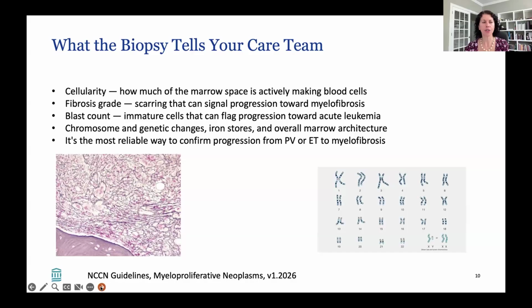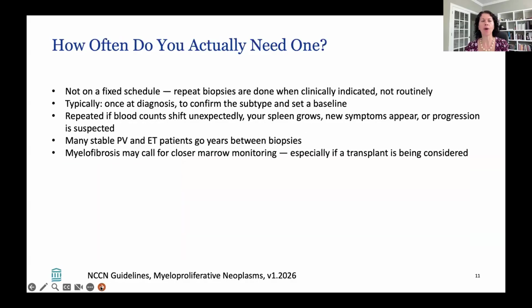Anyway, lots of different reasons for doing bone marrow biopsies. So how often do you need one? Well, it's hard to really predict. It's not on a fixed schedule, like I mentioned. One place where I think it is important to consider a bone marrow biopsy for almost everybody is at diagnosis. It gives us, like I said, a baseline, what's really going on, making sure that the classification of the diagnosis is accurate.